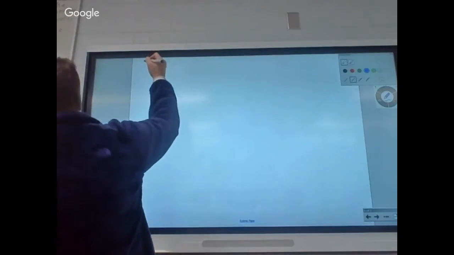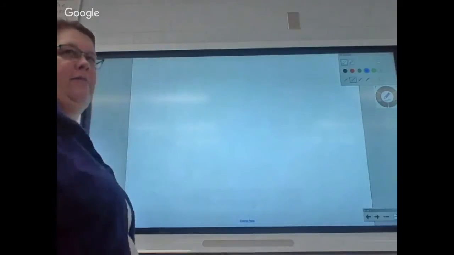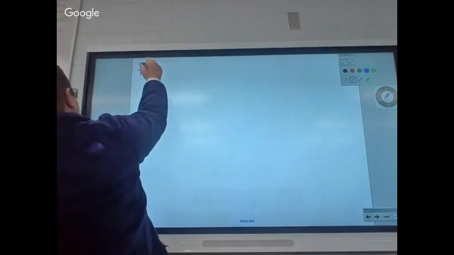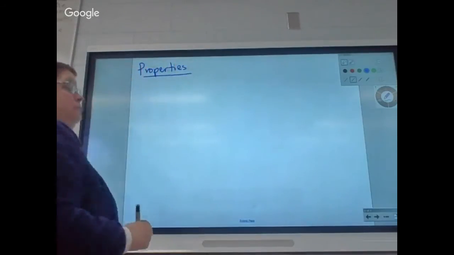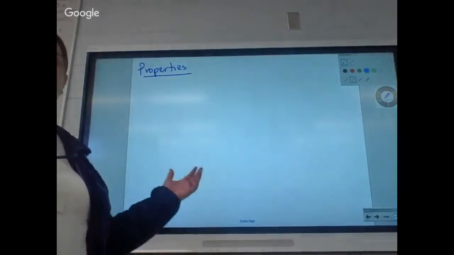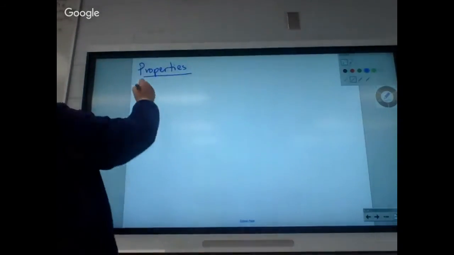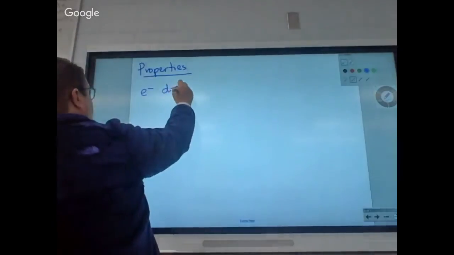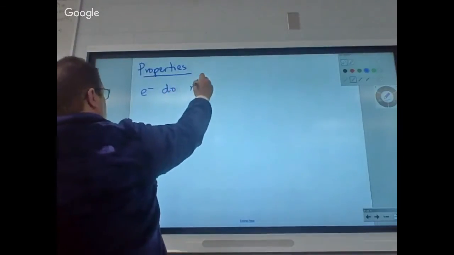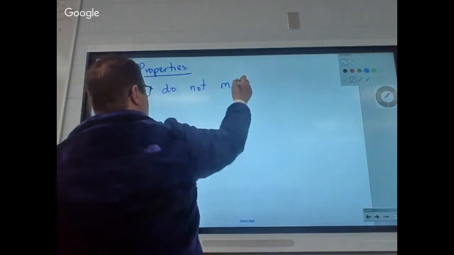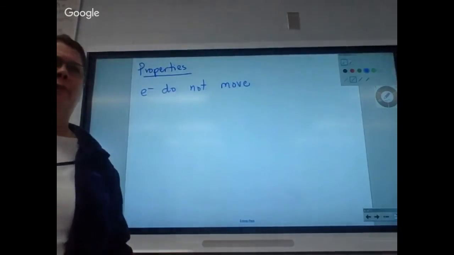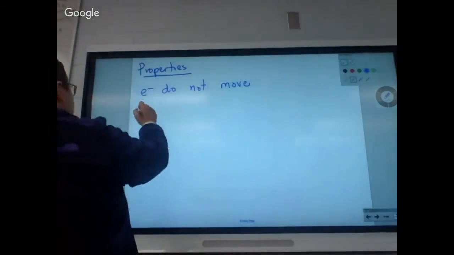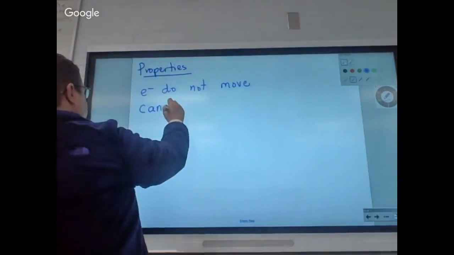All right, so what properties do ionic compounds have? Properties of ionic compounds. How do they compare to metals? Do their electrons move? Okay, so the electrons do not move. So what's that going to do? If they don't move, what things can't they do? Okay, they cannot conduct electricity.